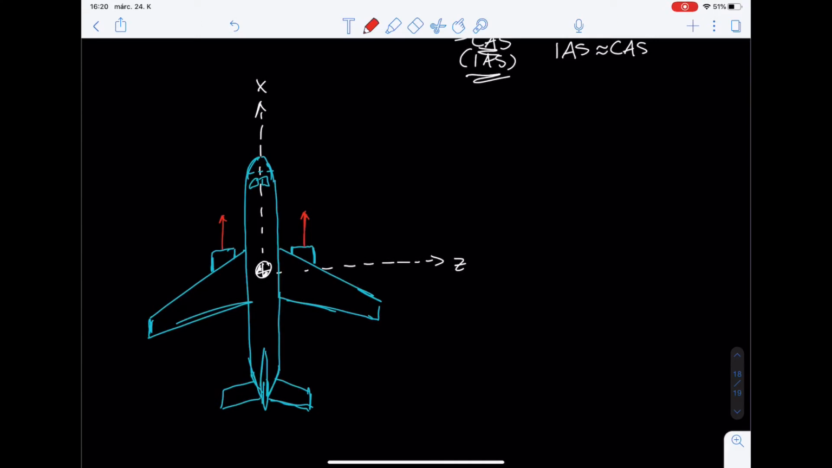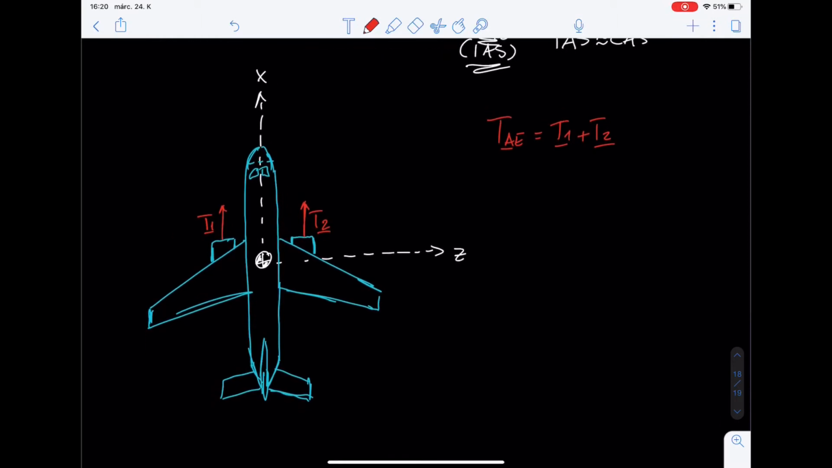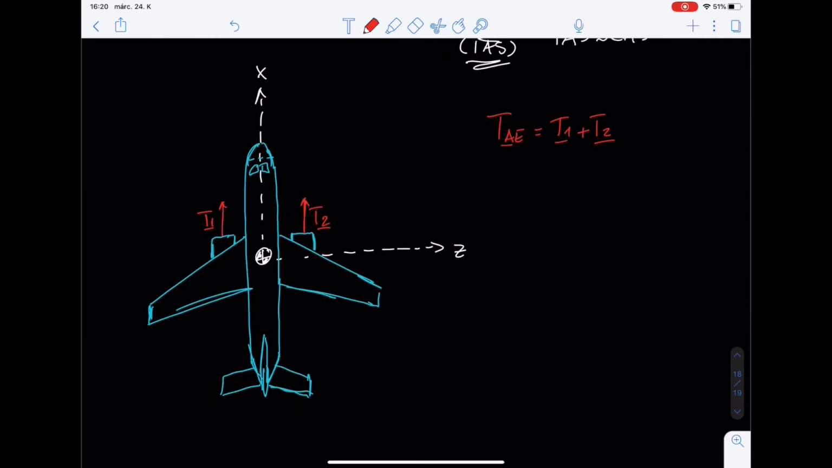So TAE, we could say that, let's say this is T1, is the thrust force 1, and T2 is the thrust force generated on the number 2 on the right side engine. So the TAE is basically the sum of the T1 and T2. And what happens when you have an engine failure? Basically, let's say this engine dies, right? So in that case, T2 is 0. So if you have engine failure on the number 2 engine, in that case, T2 is a 0 vector.